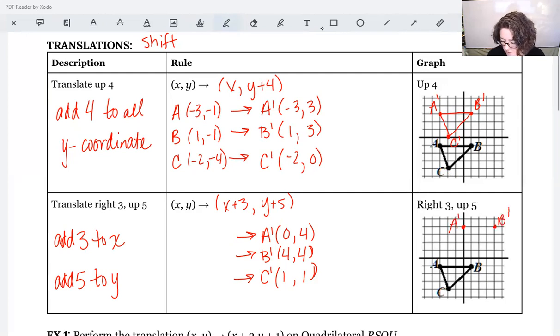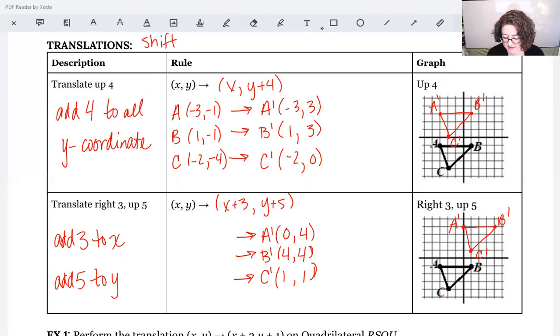And C prime at 1, 1. So again, it looks like I just shifted it up and over, which was the whole point. Do remember too, it's very important that every time I'm drawing these new shapes, and you saw this in the last video as well, I'm putting these markers, prime, a little apostrophe on my letter. That just makes it that much easier for me to figure out where was my original point, and how did I change it to make my new shape?